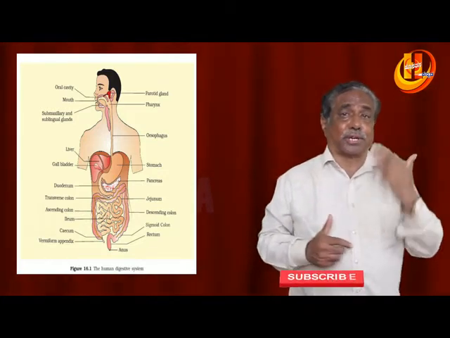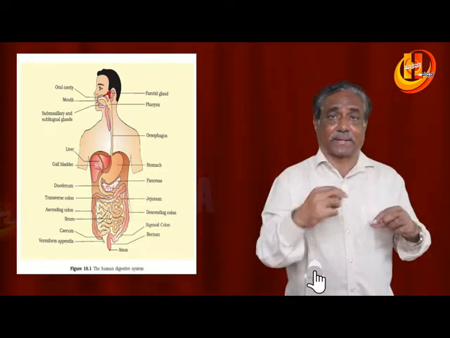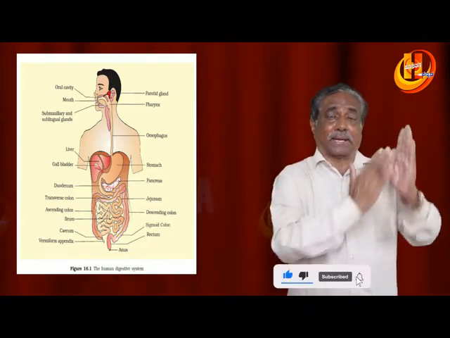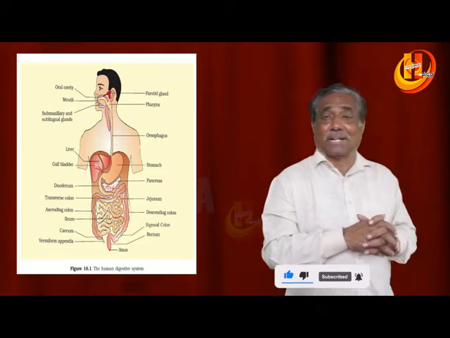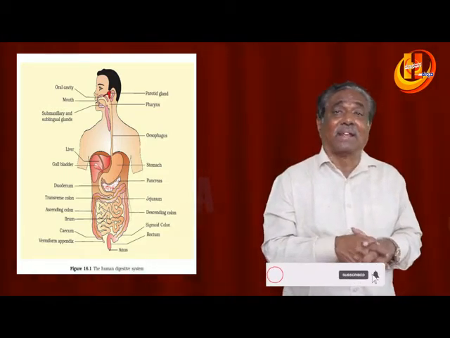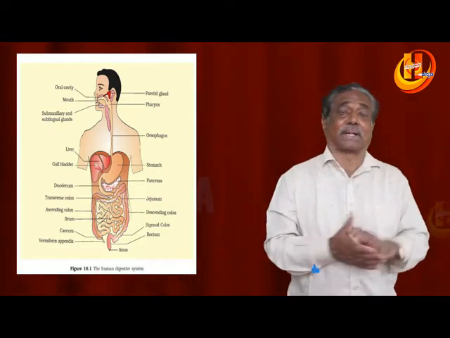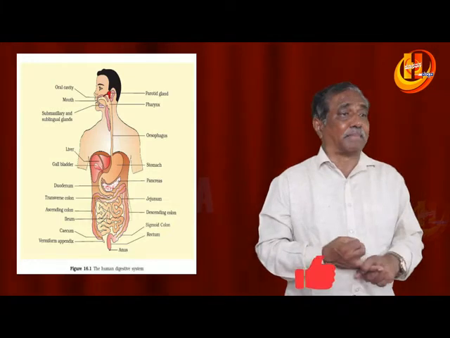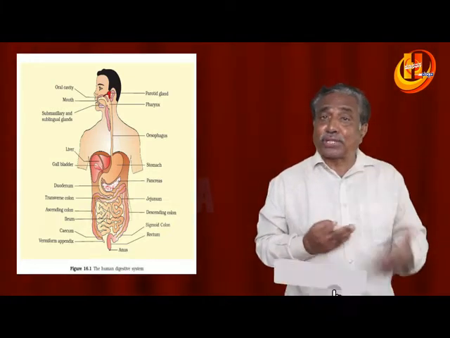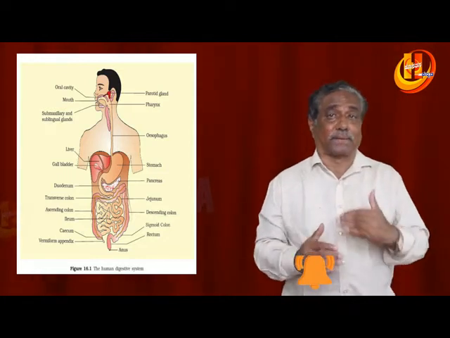Duodenum is a coiled portion into which the hepatic duct, that is the bile duct, as well as the pancreatic duct open. And the hepatic duct brings the bile juice. Bile juice is the only digestive juice which does not contain any enzymes, devoid of enzymes, no enzymes at all, but contains bile salts, bile pigments, and even cholesterol and phospholipids are present in the bile juice.